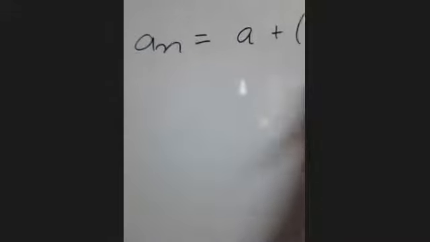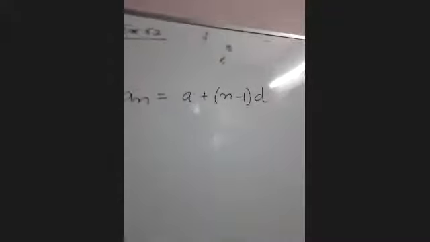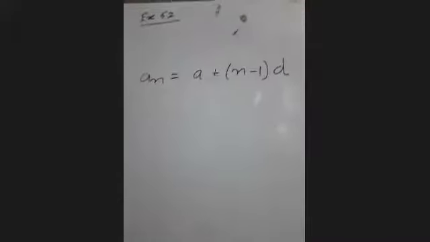So AP means a series which is having a common difference, and common difference means the difference is the same. So if the common difference is there, then the given series can be called an AP. And we have already known about the identity, how we can find out the nth term of an AP, which is an equals a plus (n minus 1) into d. The same identity can be used to find any of the values.